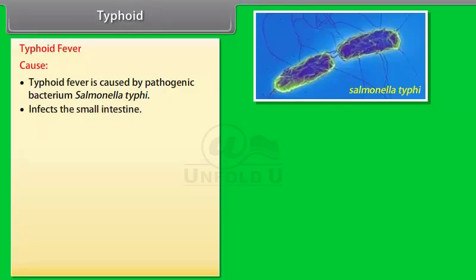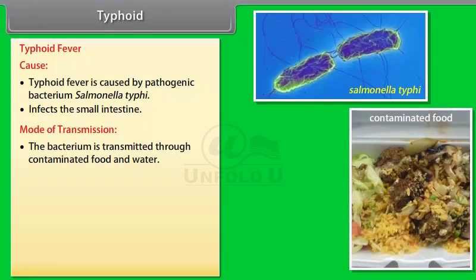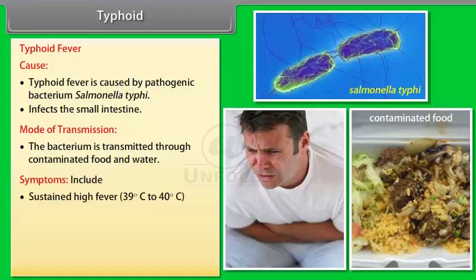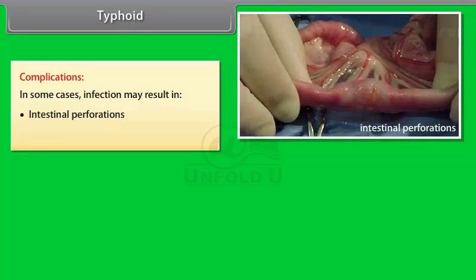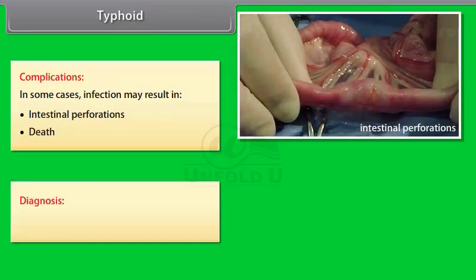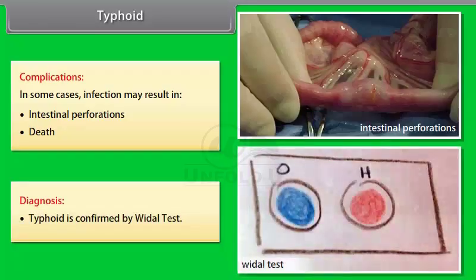Infects the small intestine. Mode of transmission. The bacterium is transmitted through contaminated food and water. Symptoms include sustained high fever, 39 degrees Celsius to 40 degrees Celsius, weakness, stomach pain, constipation, headache, and loss of appetite. Complications. In some cases, infection may result in intestinal perforations, death. Diagnosis. Typhoid is confirmed by Widal test.